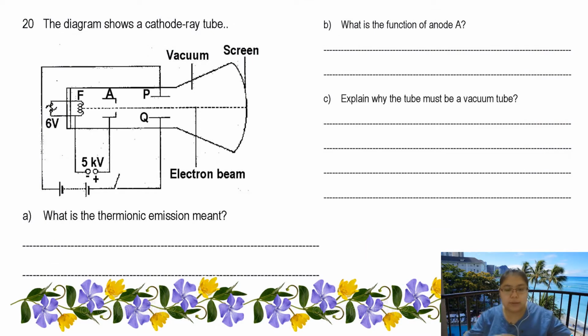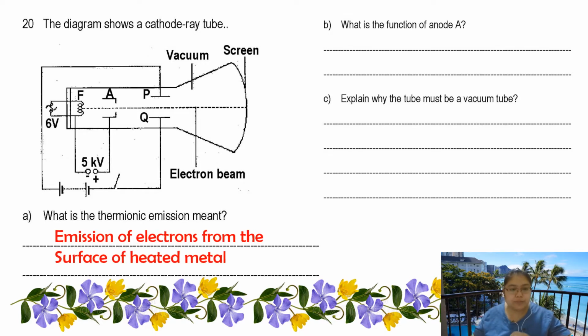Okay, let's see question 20. They show the cathode ray oscilloscope. What does thermionic emission mean? You need to explain thermionic emission. Remember, thermionic emission means the electrons come out when you heat the filament. So we just write the definition: emission of electrons from the surface of a heated metal. You must say where the electrons come out from: from the metal that is heated.